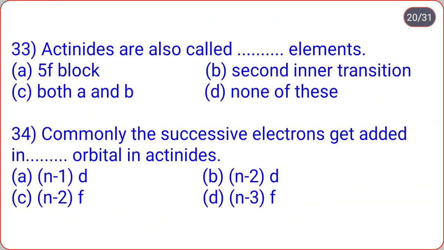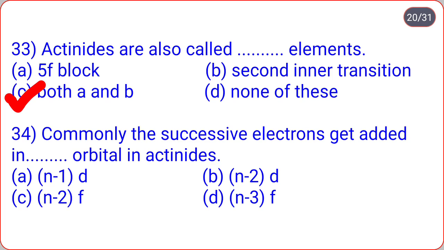Actinides are also called dash elements. 5f block, second inner transition, both A and B, none of these. So the correct option is option C, that is both A and B. Means actinides are called 5f block elements as well as second inner transition elements, and lanthanides are known as the 4f block elements as well as first inner transition elements.